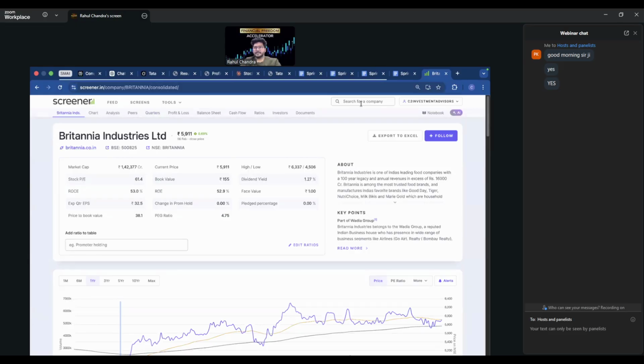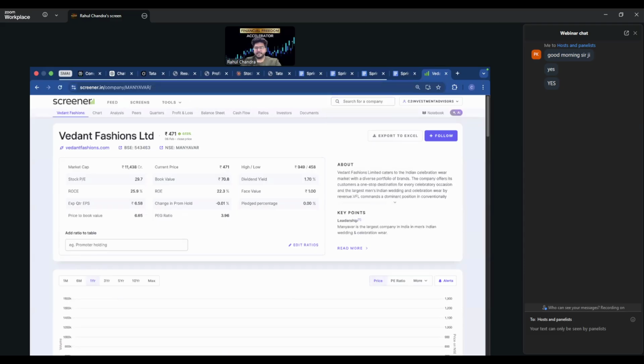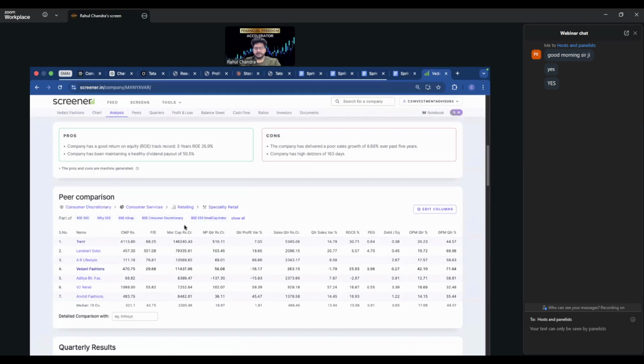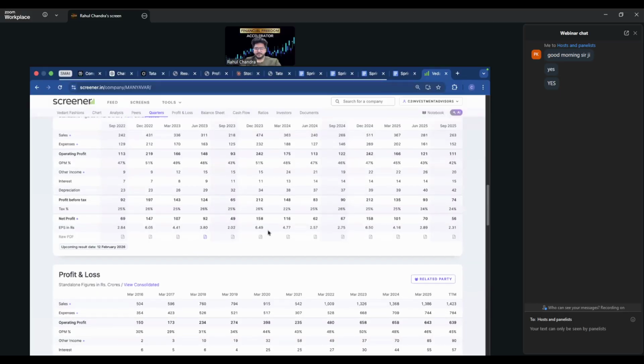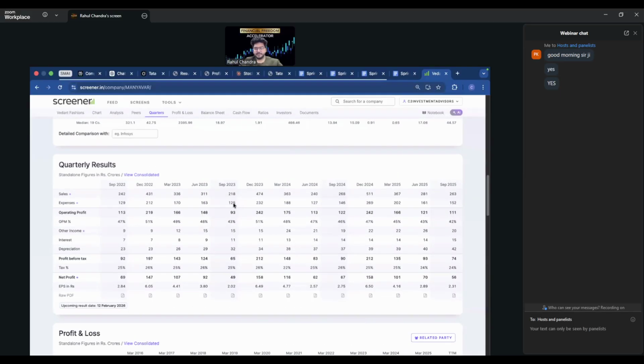Now, let's look at Vedant Fashions, Manyavar. Now look at this. This is the quarterly P&L. What do you see? December 220 crores, March 166, June 148, September quarter, which is July, August, September, 93. And you will see this trend year in and year out.